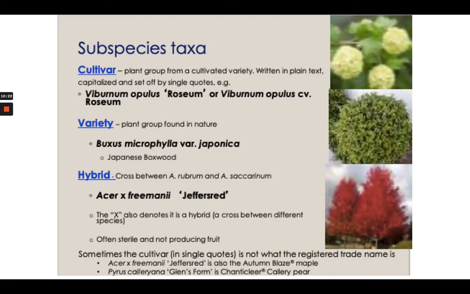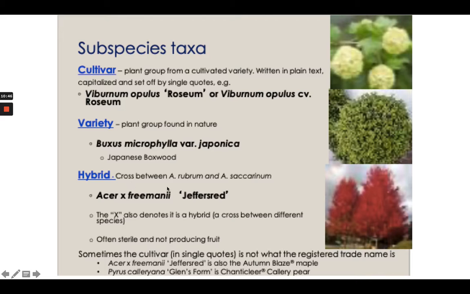So here's just a couple of examples. The cultivar is a cultivated variety of a plant. It's written in plain text, capitalized and set off by single quotes. So here's the Viburnum opulus. The variety is a plant found in nature, so we're talking about a Japanese boxwood here.